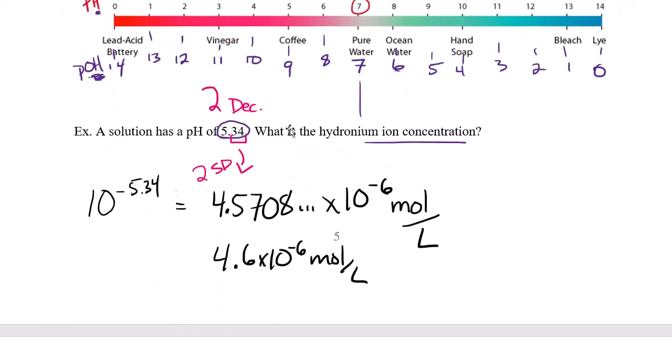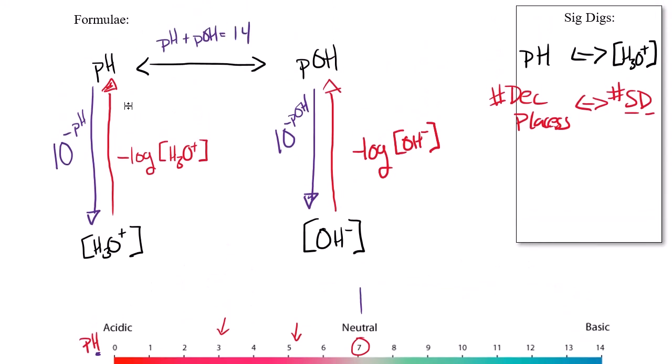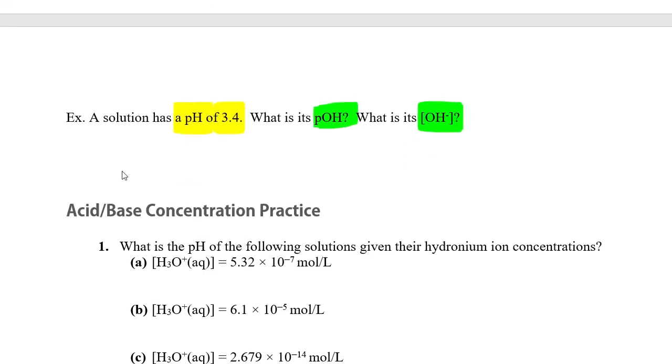So let's try one that's a little bit more complicated. A solution has got a pH of 3.4. What is the pOH and what is the hydroxide ion concentration? Okay, so we're starting with a pH. I want to figure out the pOH and then the hydroxide ion concentration. So let's start with the first bit here. My pH plus my pOH will always sum to 14. So if I'm trying to figure out the pOH, I can subtract pH. These guys are going to cancel. That means that the pOH will be equal to 14 minus the pH value.